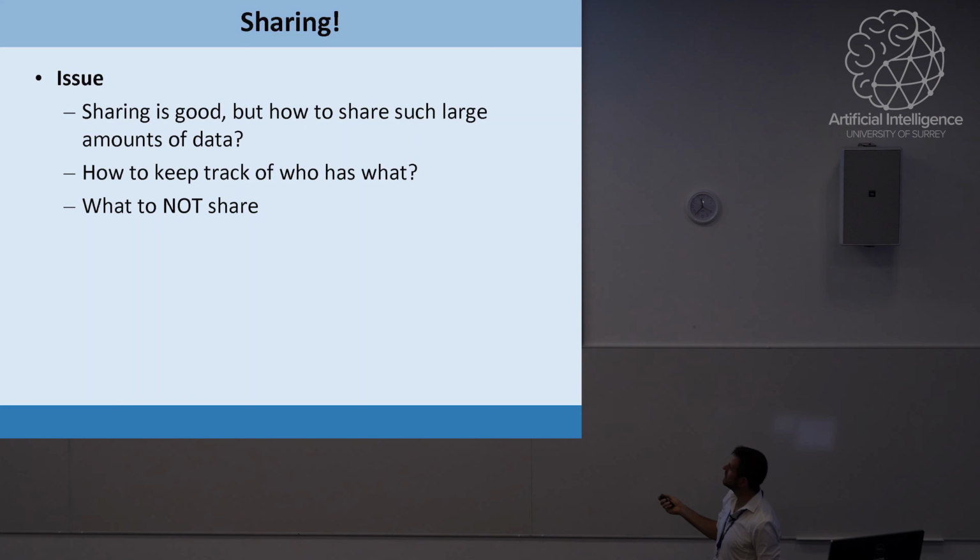So the issues we have are how do we share such a large amount of data and how do we keep track of it? So can anyone think why the second point is important? Why is it important for us to keep track of who has what? Leaks is a good point, yeah. We'd like to know if someone leaks it, we've got IDs that we could track it back to them. That's a good point. From an AI point of view, kind of training, testing.